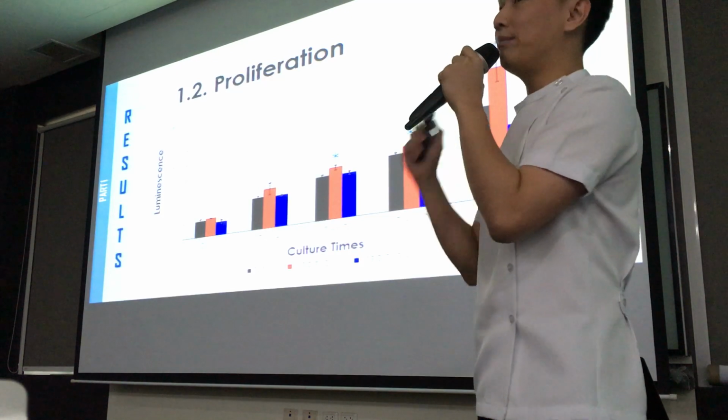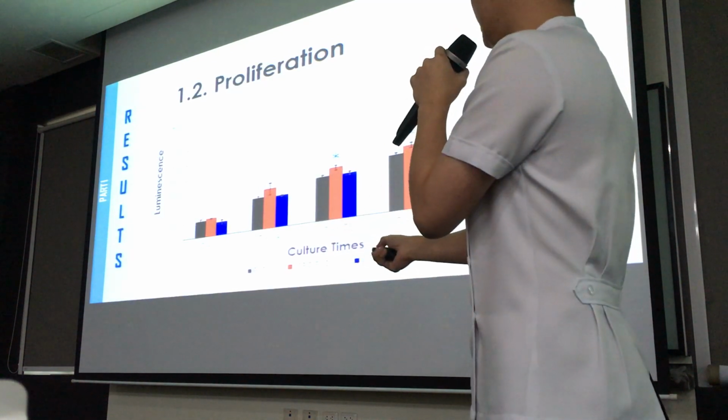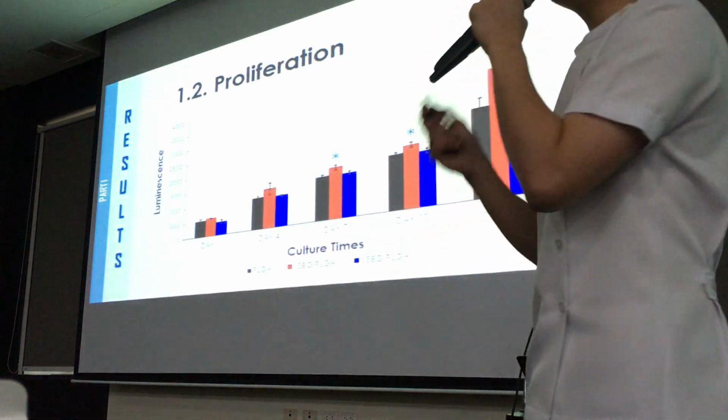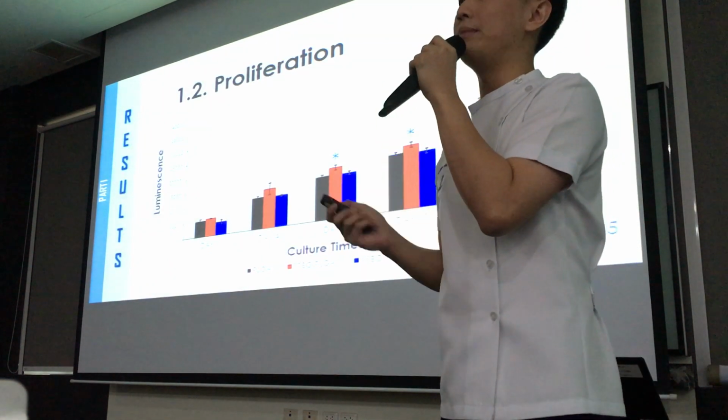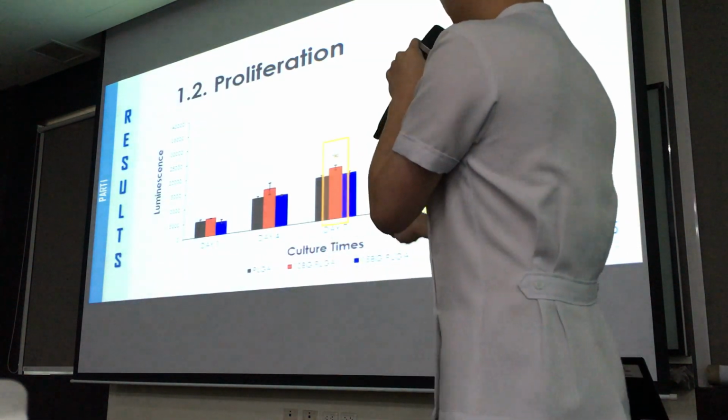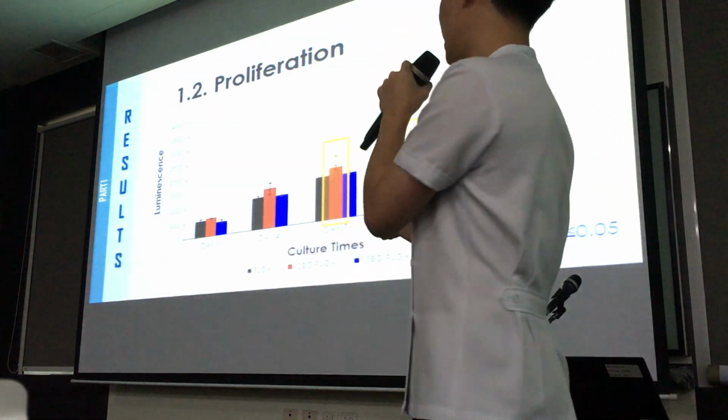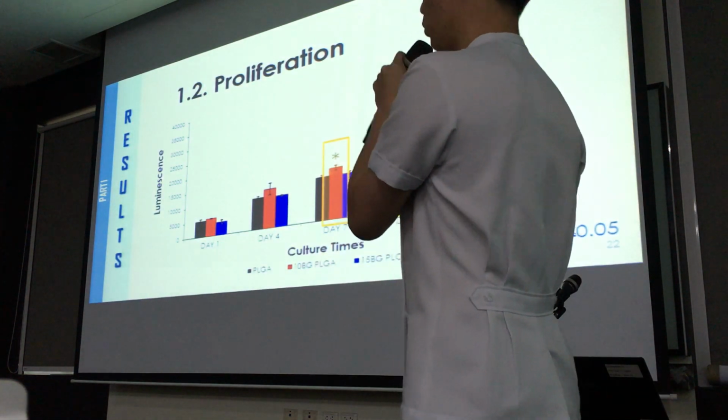And as you can see, the number of SHED in all experiments increased as the days passed. Interestingly, the number of SHED on 10% bioglass PLGA is significantly higher than on the other scaffolds on days 7, 10, and 14.